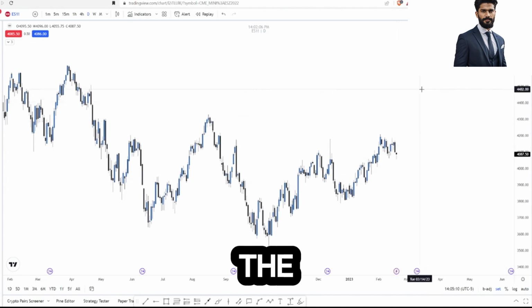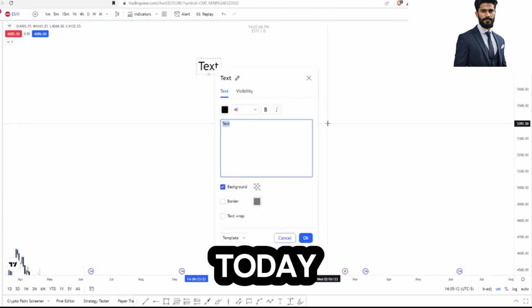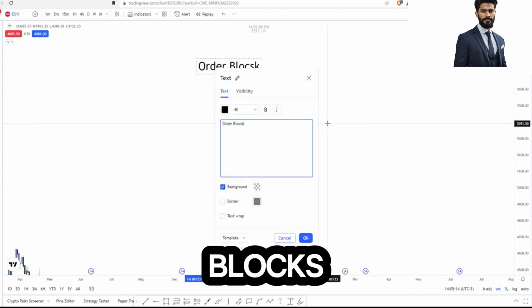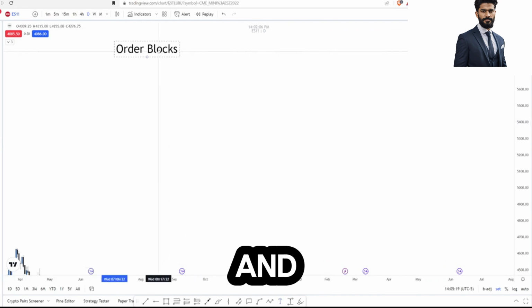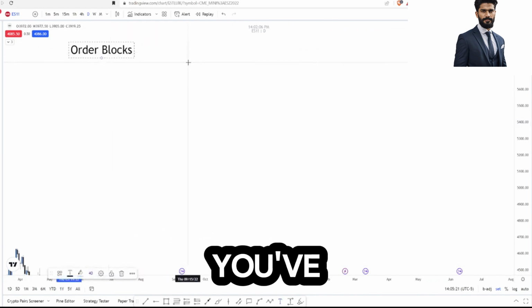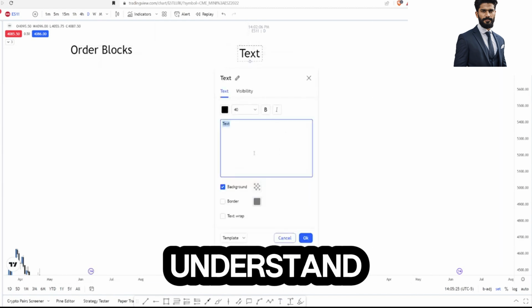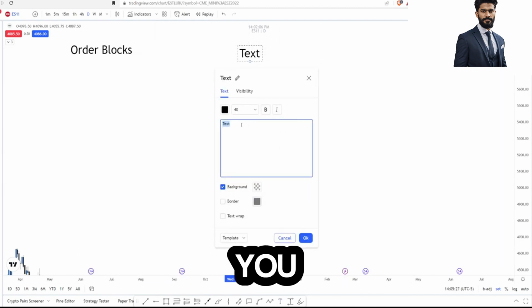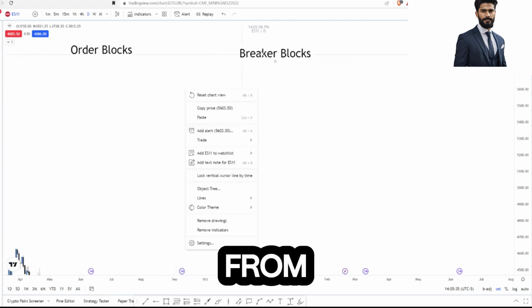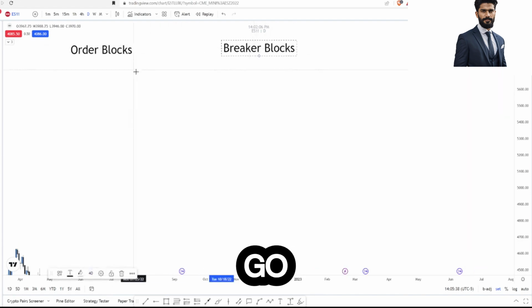So the main areas that we want to talk about today are going to be order blocks, and a lot of people rename these as supply zones or demand zones. I've used that term before, but it's much more beneficial to understand order block theory because it gives you a genuine look under the hood at what's going on, and you're going to be able to execute more confidently thinking from that perspective. The next one I want to go over is breaker blocks.